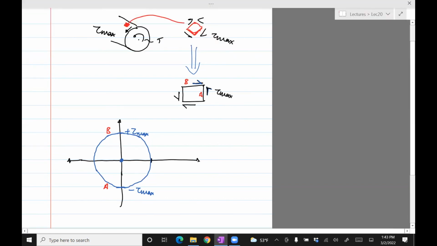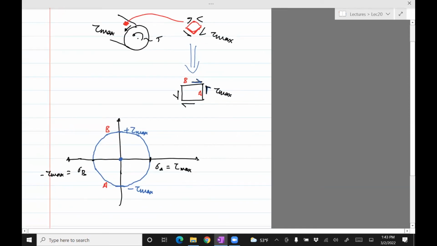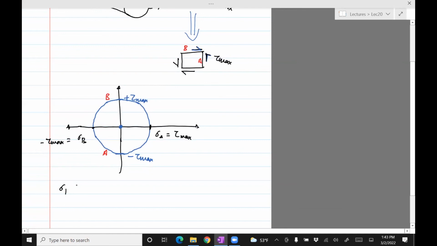In this case, this point is sigma A. This point is sigma B. So you can see that sigma A is the radius, it's tau max. Sigma B is minus tau max. The stresses are sigma A equals tau max, sigma B equals minus tau max, and sigma C is 0 because it's a plane stress scenario.